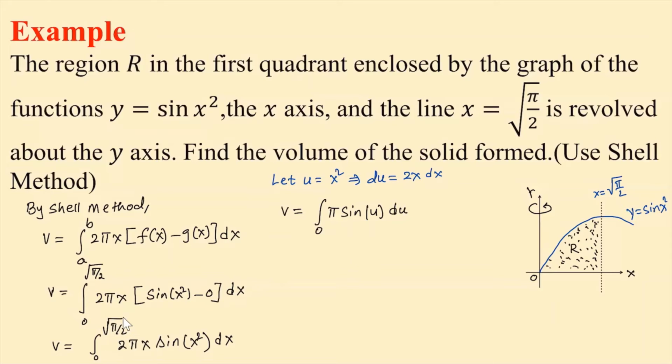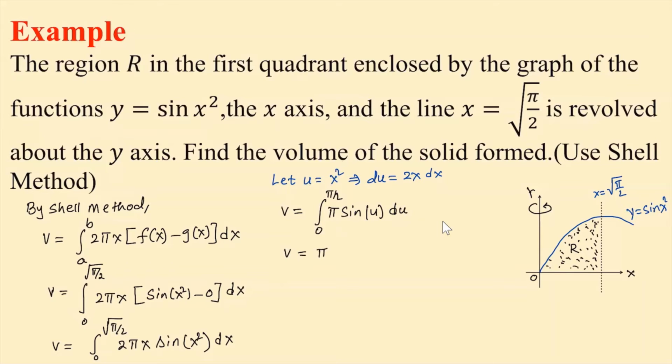Similarly, this upper limit is x equal to square root of pi over 2. So if we plug that in, u equals square root of pi over 2 squared, which is just pi over 2. So u is pi over 2, or the upper limit is pi over 2. So we change the limits of integration, we change the integral in terms of u. Now we can easily evaluate that integral.